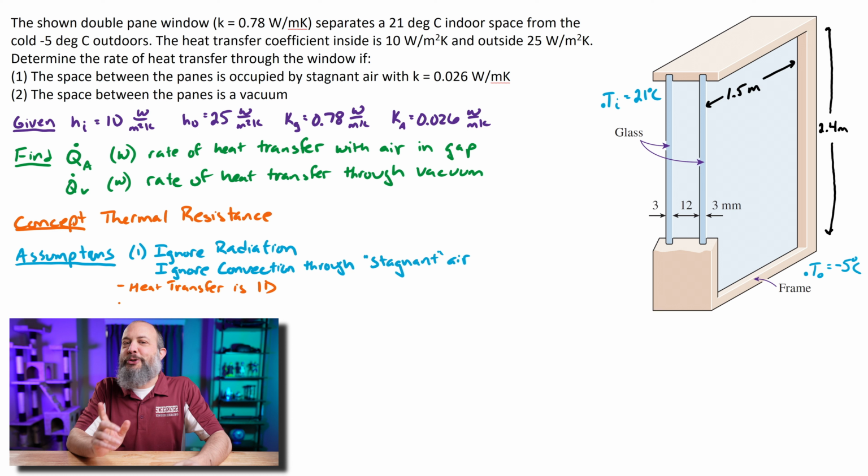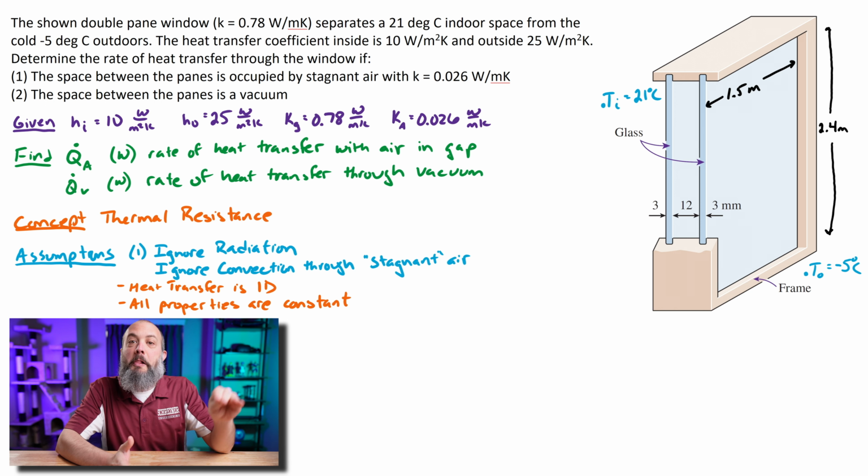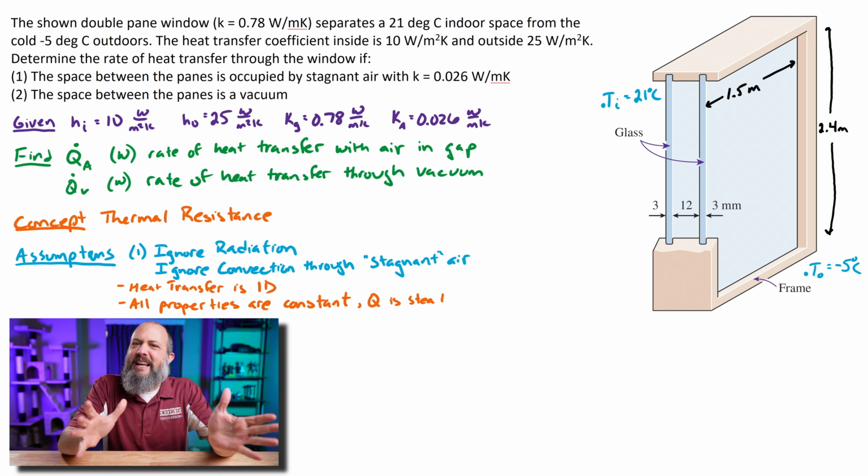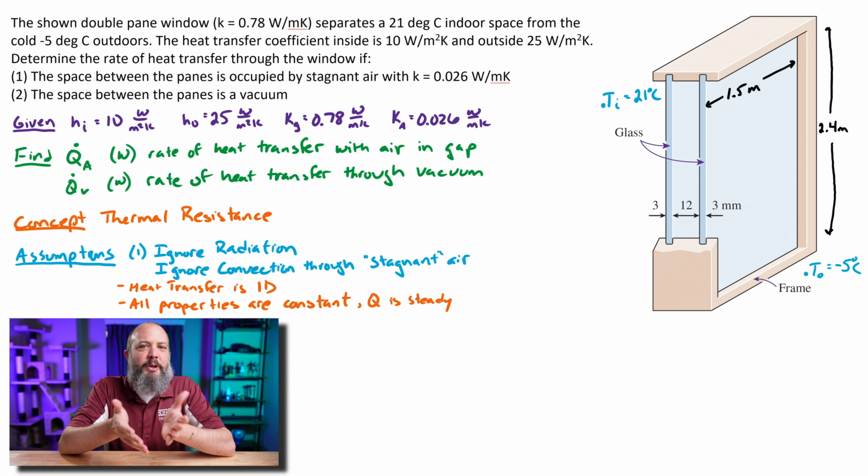The last assumption you probably want to make for most problems this semester is that material properties are constant. In reality, the thermal conductivity of glass is different at different temperatures. Like it probably gets smaller at warmer temperatures and it's larger at lower temperatures. But since most of the temperatures in this problem are really close together, we can probably ignore those differences. So just assume that material properties are constant.